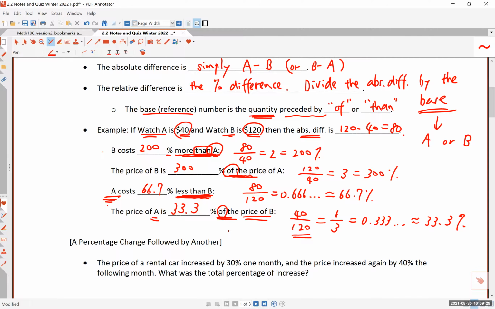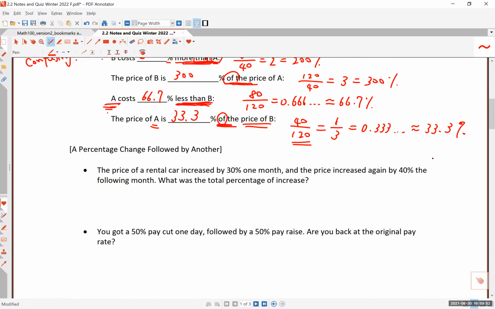4 different numbers can represent the same pair of watches, right? So it is confusing, yes. But that's because there are 4 different ways to compare these things, right? There are 4 different percentages describing the same pair of watches. Okay, so be careful with this.